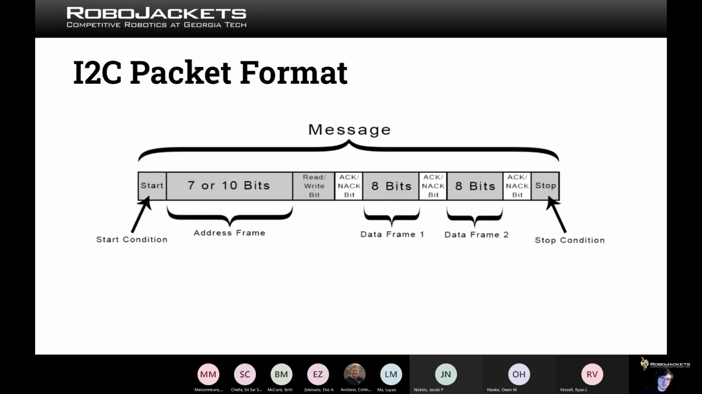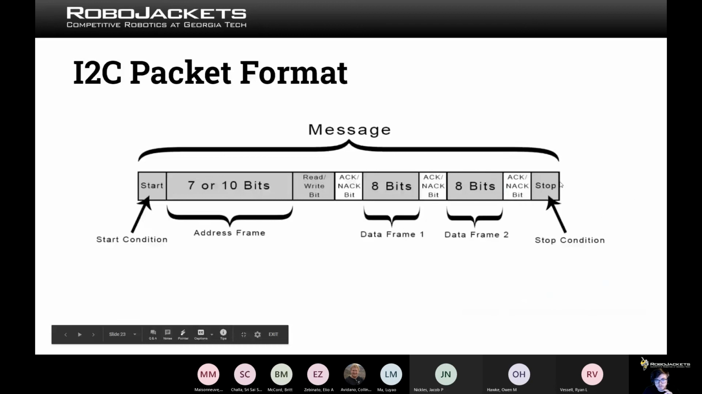Then you have a read-write bit. That's pretty clear. Usually, it's either read is 1 or write is 1, and the opposite is 0 for the other. That's how you can tell the difference between requesting information or writing information. Then you have some acknowledge bits, and then you have your actual data that's being encoded. This is usually a register and a value if you're writing, or if you're reading, it's usually just the register.